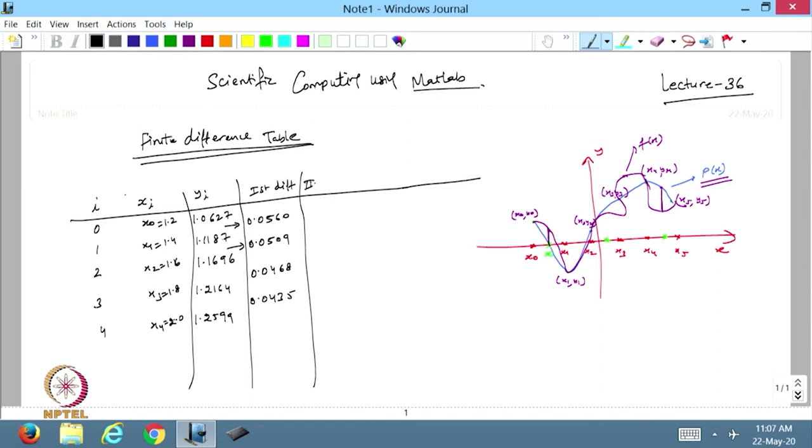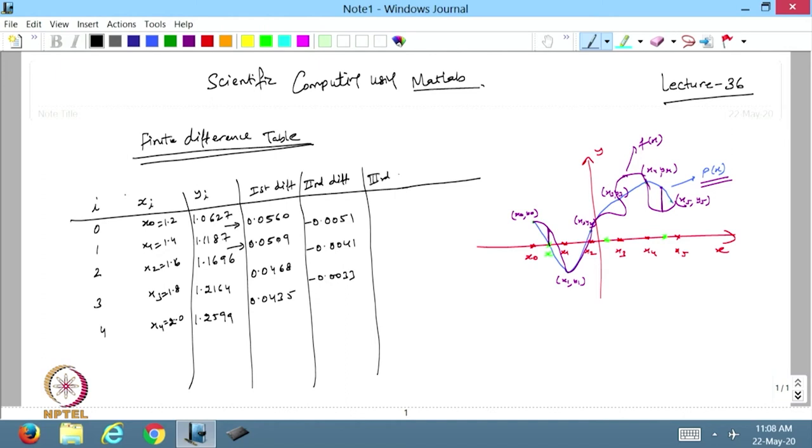Then I will write the second difference. So, you know that we started with 5 values, so the first difference will have only 4 values and the second difference will be the difference of these values. So, this minus this will be the second difference, and if I take this value it will be minus 0.0051. It is smaller than this one, so that is where the negative sign is coming. Then next will be minus 0.0041 and the next value will be minus 0.0033. Okay, so that is the second difference and we are now left with only 3 values.